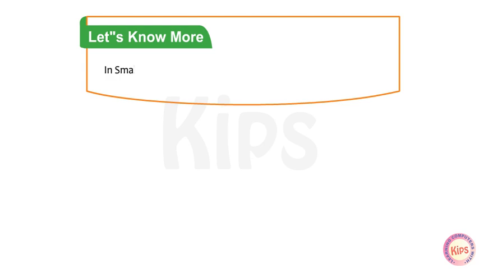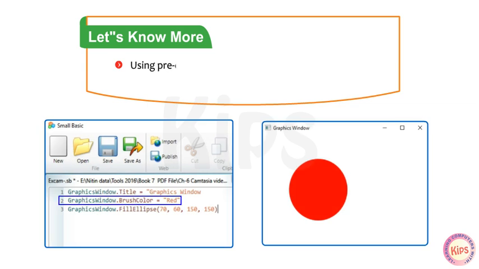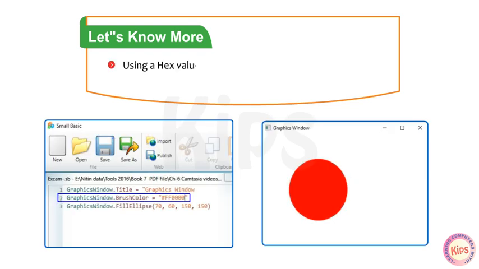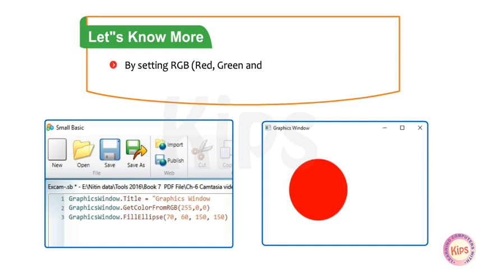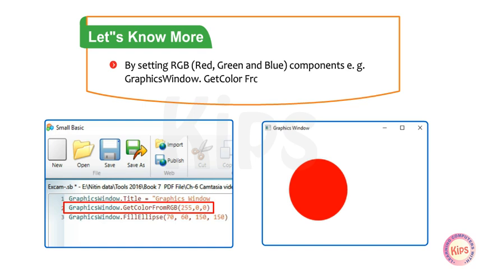Let us know more. In Small Basic, colors can be defined in three different ways. Using predefined color names. Example: GraphicsWindow.BrushColor = Red. Using a hex value code. Example: GraphicsWindow.BrushColor = "#FF0000". By setting RGB (red, green and blue) components. Example: GraphicsWindow.GetColorFromRGB(255, 0, 0).